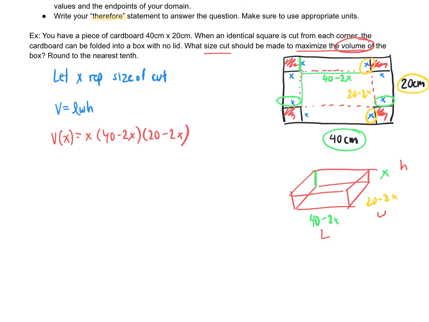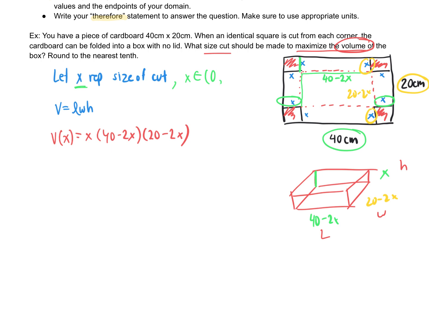Now that I have the equation that I need to maximize, I know I'm going to have to find the derivative to find those critical values. But I also have to consider not just the critical values, but the endpoints. So going back here to x, what is x allowed to be? Well, it has to be greater than 0 and not equal to 0. Otherwise, I can't actually create the box if no cuts are made.